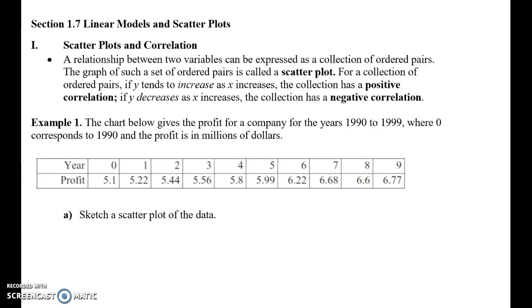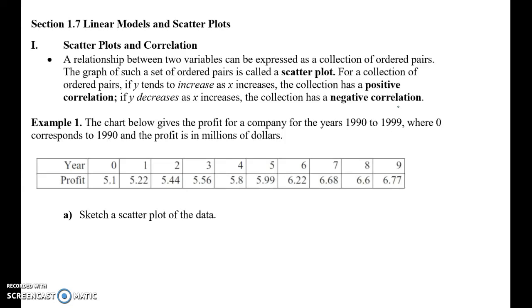For a collection of ordered pairs, if y tends to increase as x increases, the collection has a positive correlation. Very much like what we would see when a line has a positive slope. We call this, though, a positive correlation. We don't yet have a definitive function to connect every single point. The points are scattered. If y decreases as x increases, the collection has a negative correlation, very much like a line with a negative slope. But again, we don't actually have a smooth curve connecting every single point.